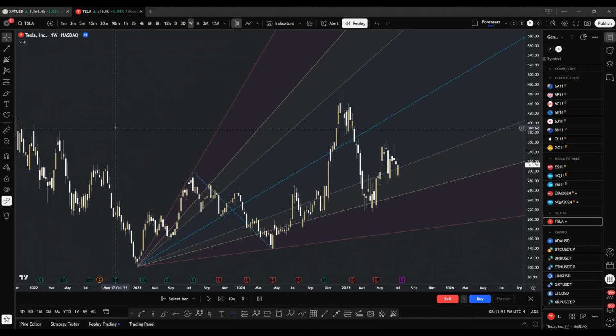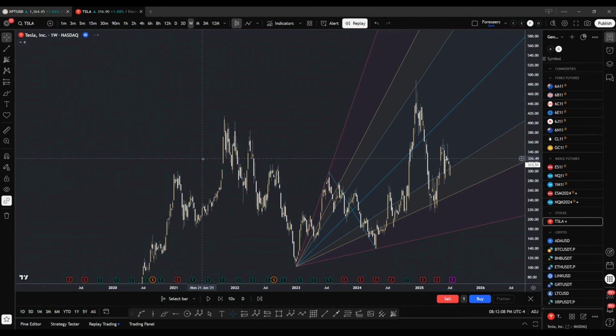All right, so for this example, I will be using Tesla. Now you might be wondering, why are you trading Tesla? Well, I want to show you that this form of trading can apply to literally anything. It can be applied to any market at any time, at any moment.